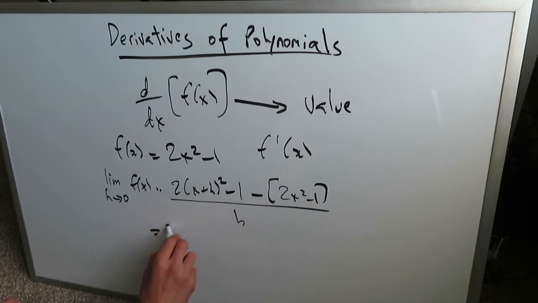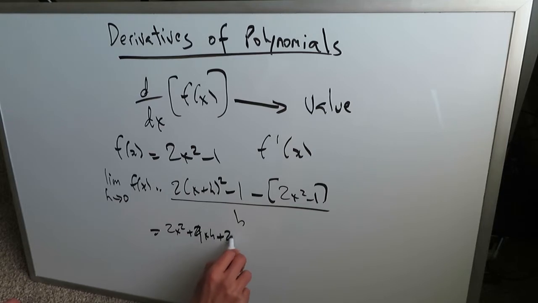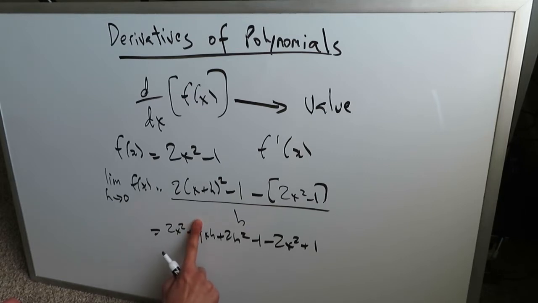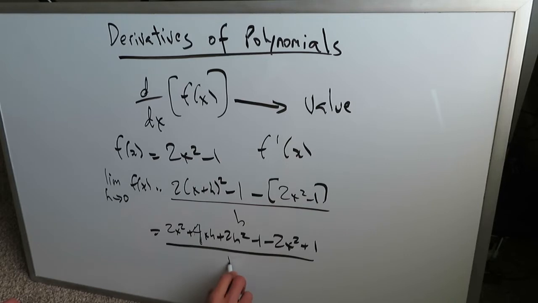You would open up all of this. You'd have 2x squared plus 4xh plus 2h squared minus 1 minus 2x squared plus 1. You're opening up the parentheses over here. Let's make this a little neat. This became a 4xh, and you have all of this divided by h.